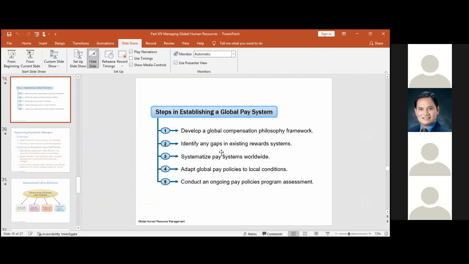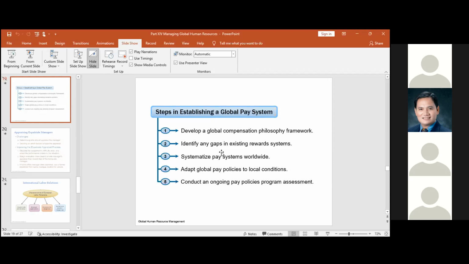Okay. So, the steps in establishing a global pay system. First, you develop a global compensation philosophy framework. So dito tinatanong kung yung mga pay components like salary, bonuses, and incentives ay parang ano yung contribution niya to prompt mga executive actions para ma-achieve yung strategic goals. So second is you identify any gaps in existing reward system. So kung yung existing reward system may mga kailangan baguhin, ina-identify siya dito. And third is you systemize pay systems worldwide.